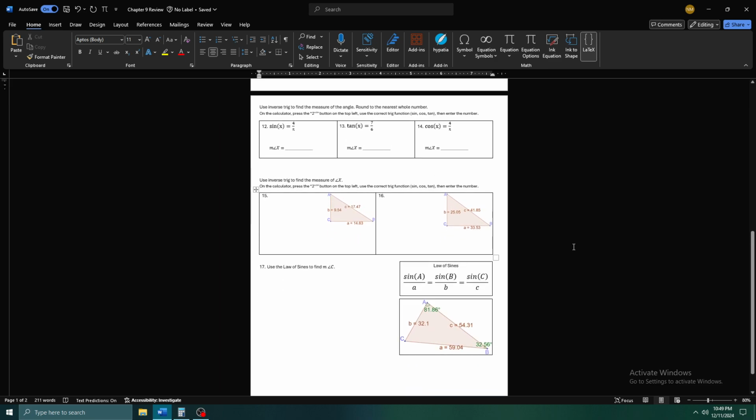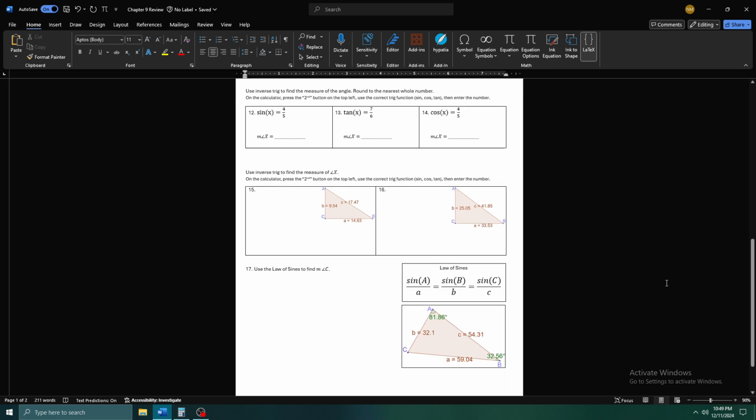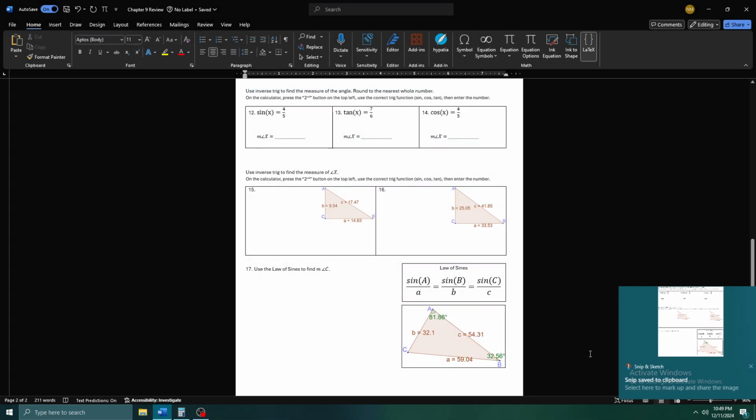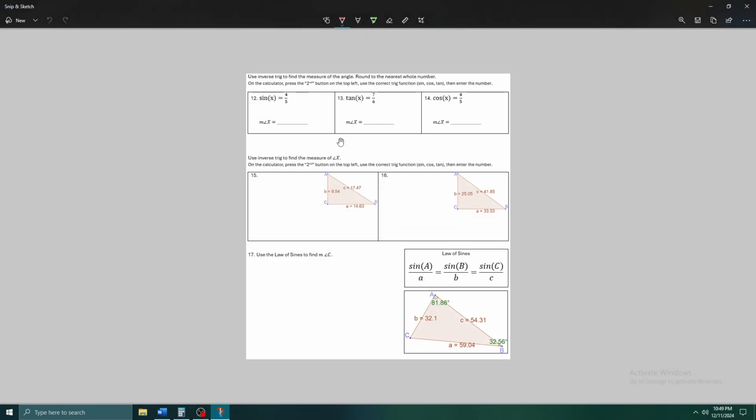So let's see here. I might want to zoom in a little bit. I feel like it's a little bit pixelated when I do the snip. Sorry about that noise.